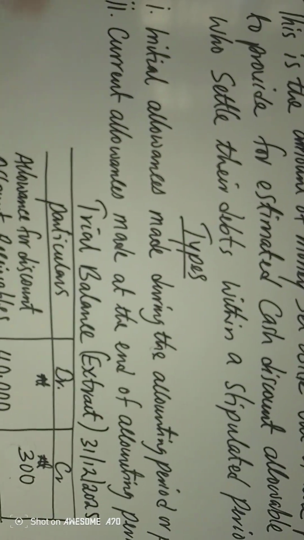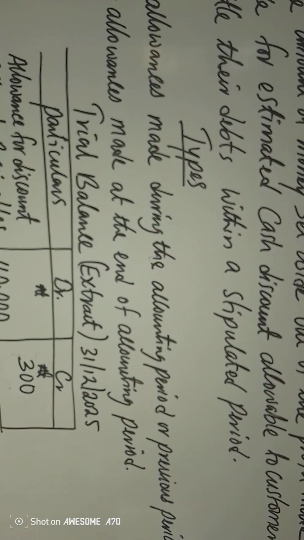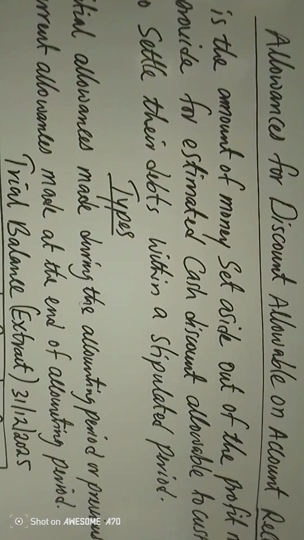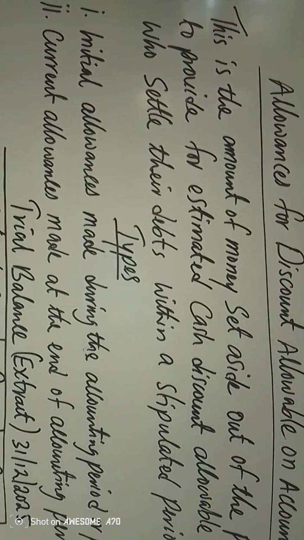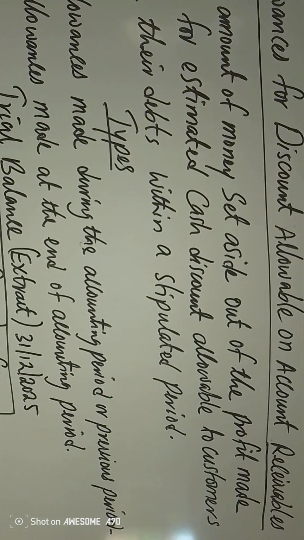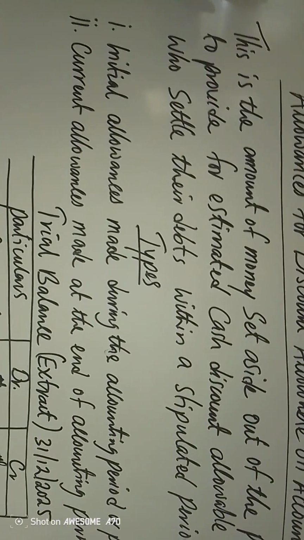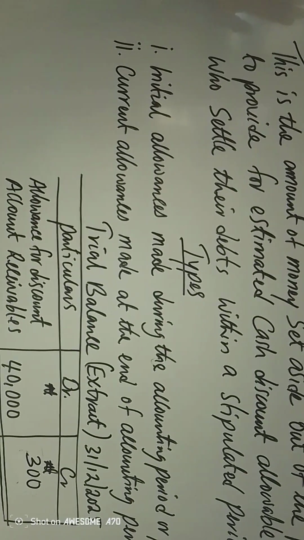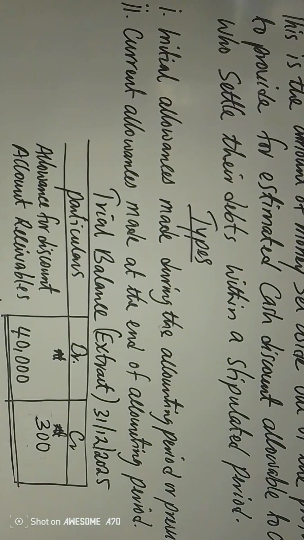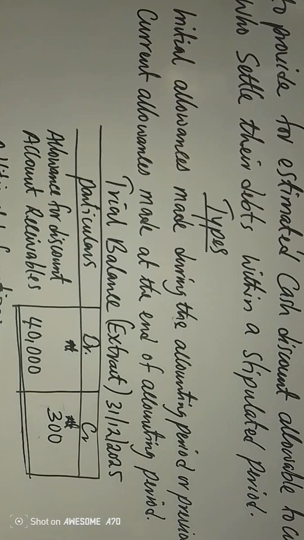So now, what do we mean by allowances for discount allowable on account receivable? This is the amount of money set aside, as I explained. The money is set aside out of the profit made to provide for estimated cash discount allowable to customers who settle their debts within a stipulated period. You know, discount is mostly given to motivate or to encourage customers to pay on time, because most customers, as they owe, end up not paying the business on time, and they hold the amount, thereby stopping the cash flow of the business.